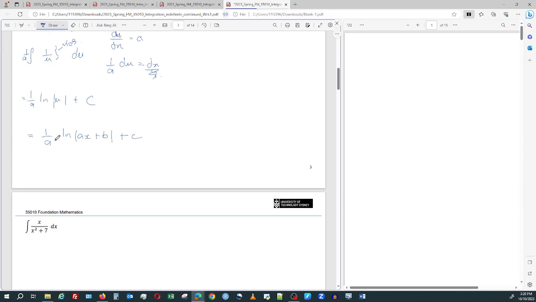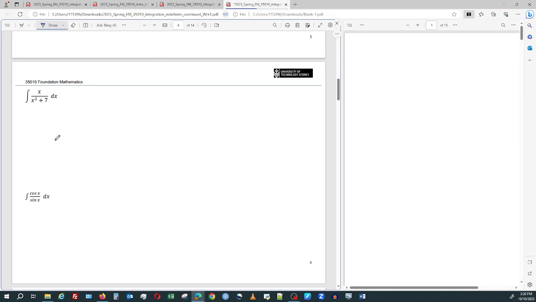Alright, so let's have a look at some more examples. Here's an example here. We've got another one. The derivative of this quotient is 2x. Is 2x on the top? Not quite. So what we need to do is multiply this particular derivative by 1 and thus not change it.